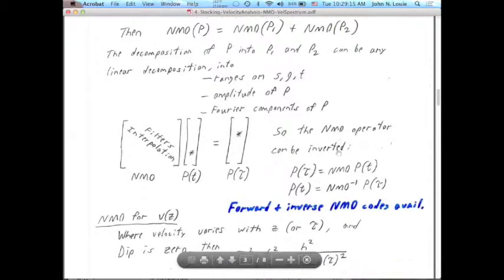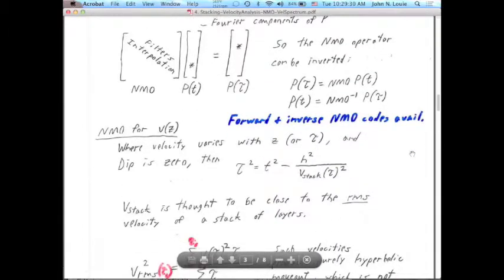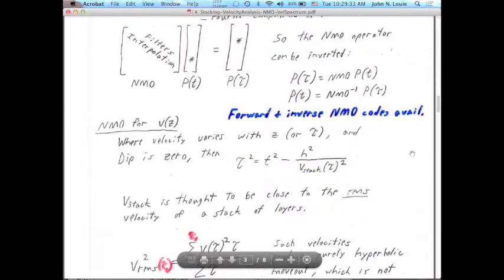And any decomposition works. You can have ranges on S, G, T or M, H and T, amplitude, Fourier components, all of that. With this linearity, you can invert the NMO operator. So P of tau is equal to the NMO operator applied to P of T. P of T is equal to the inverse NMO operator applied to P of tau.